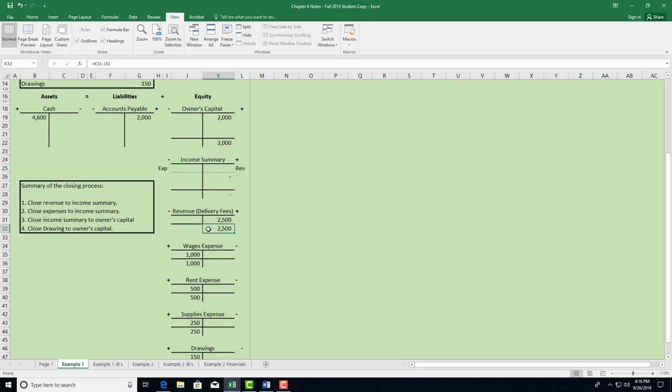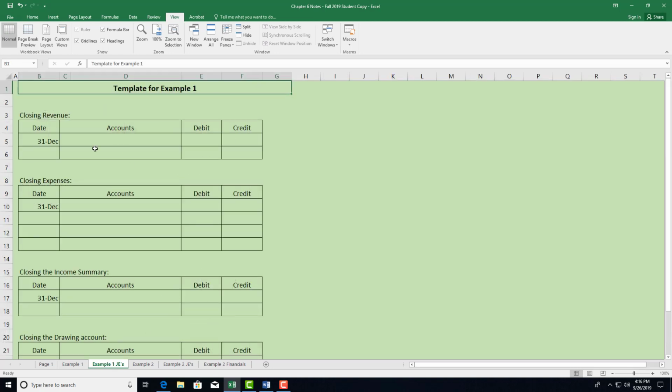If I want this account to equal 0, I will have to debit revenue. That's half of my journal entry. On the next page, here's my template for closing revenue. So we're going to debit the revenue account for $2,500, and then we will credit income summary.